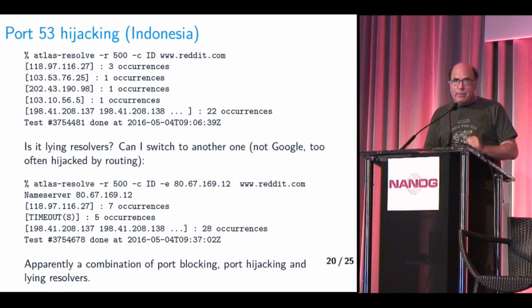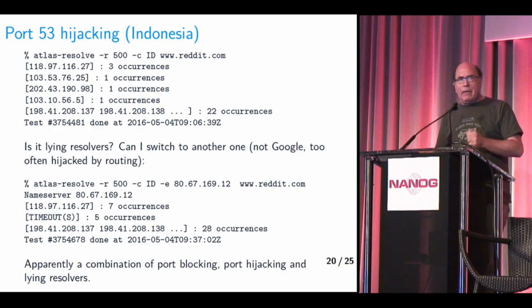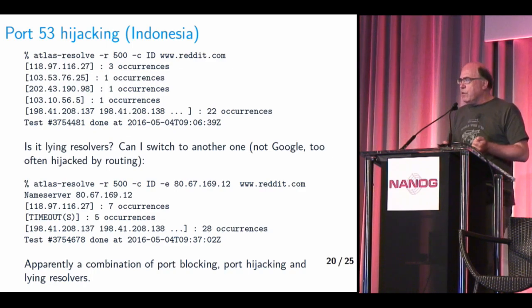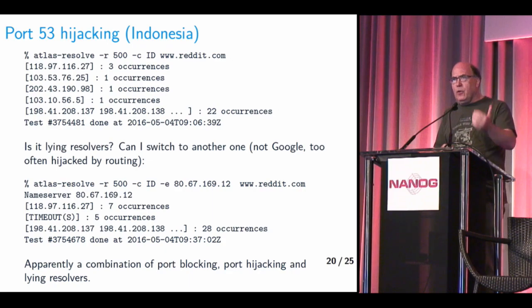Not Google Public DNS, because every sensor on Earth knows about Google Public DNS and can block it or hijack it, as it was done in Turkey, for instance. So in that case, I use another public resolver, the one starting with 80, and then I can see that some of the lies disappear, but not all. Which means that in the case of Indonesia, there are not only lying resolvers, but there is also probably some port hijacking. Traffic going to port 53 of this resolver was redirected to a lying resolver.